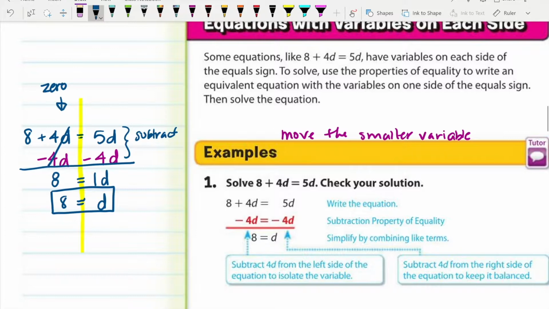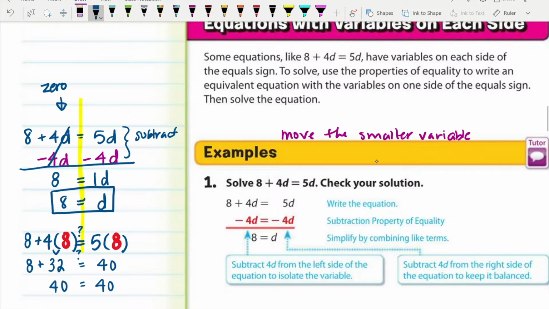Always make sure that your answer is correct. And in order to do so, you're going to write the original problem, but instead of writing the variable, we will put parentheses, and then in place of those parentheses, you'll put the answer that you got, which in this case was 8. Solve as you normally would using order of operations. 5 times 8 is 40. You're going to multiply this first. 4 times 8 is 32 plus 8. Don't forget you are checking, so that's your question mark. And on the right side we have 40, and 8 plus 32 is 40. We are correct. Okay?